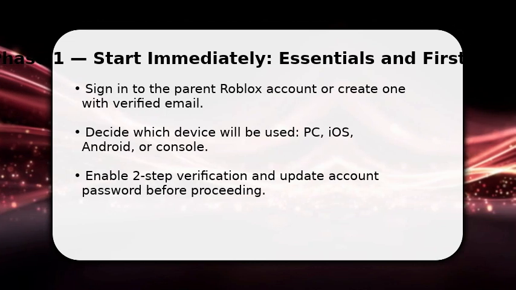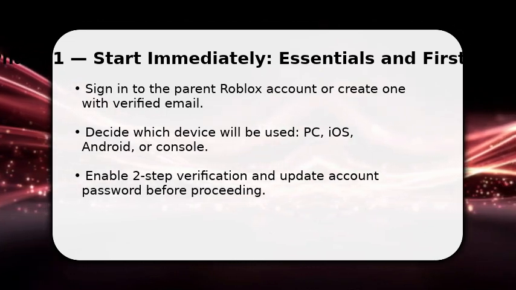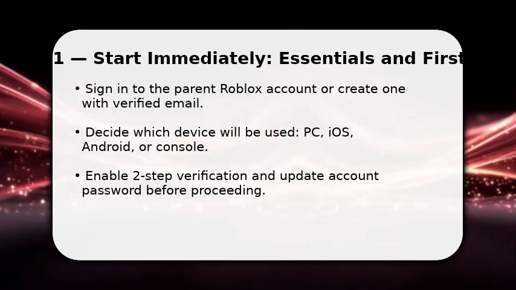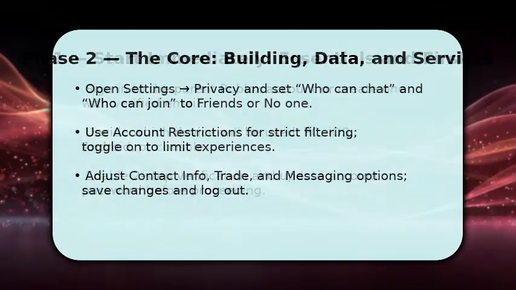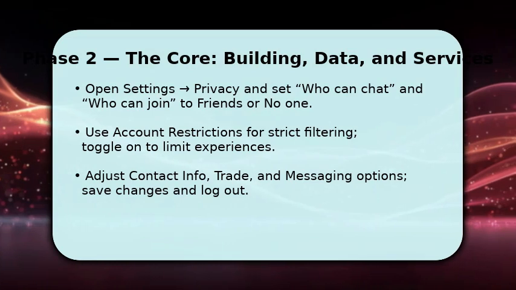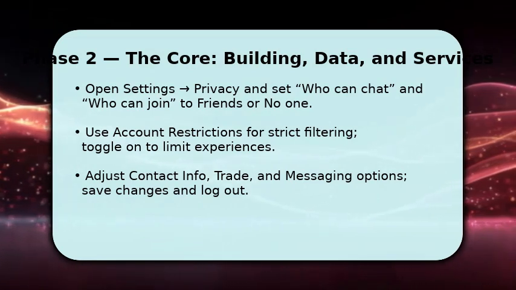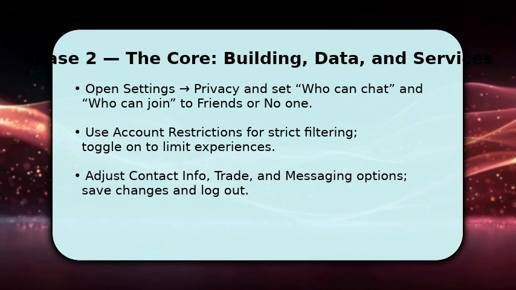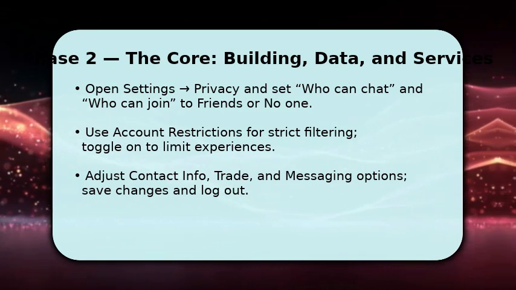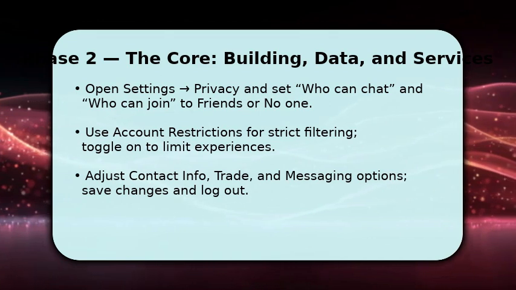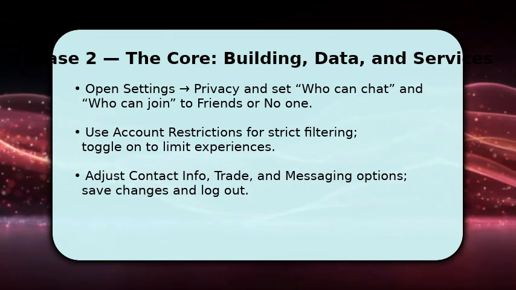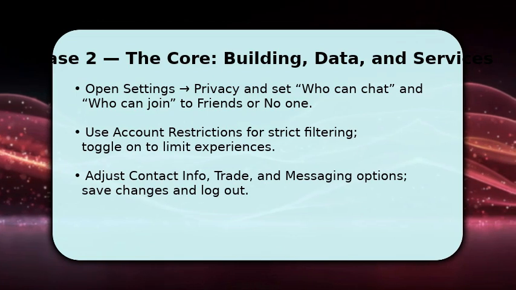Now that credentials and device are ready, move directly into Roblox's settings menu to apply age restrictions and communication limits. You'll navigate to Settings, then Privacy, and change chat and join permissions to friends or no one. This reduces exposure to strangers. Once done, enable account restrictions to lock the account into age-appropriate experiences. This enforces automatic chat and content filters.